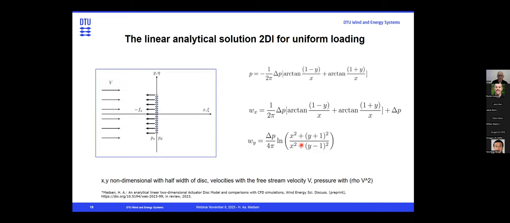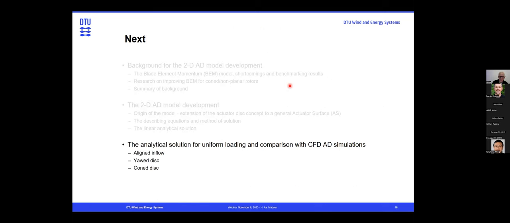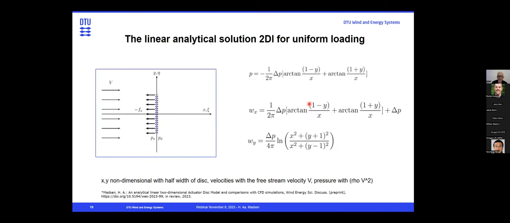But when we have a constant pressure variation as a function of x along the disk, then we can integrate the integrals we saw just before up here. And then we get this expression for the pressure and for the two velocity components down here. And again, the x and y are non-dimensionalized with the half width of the actuator disk. And as before, the velocity components are also non-dimensionalized.